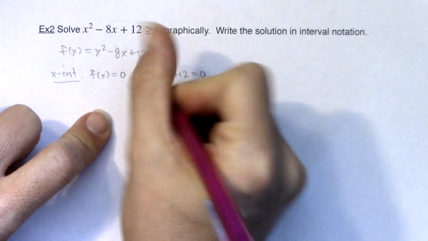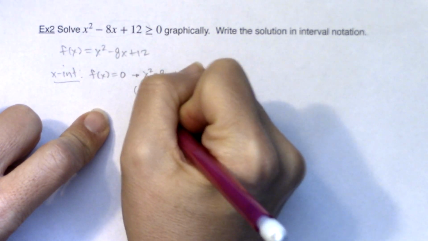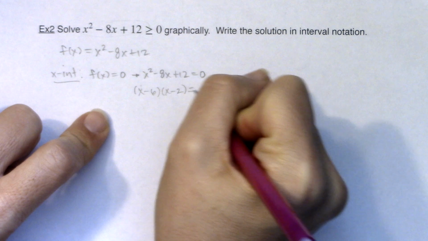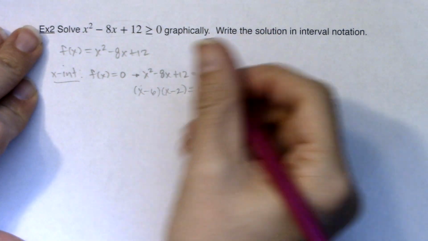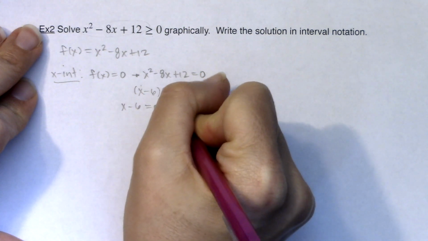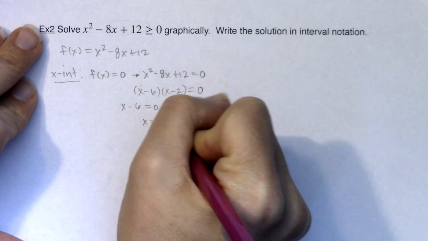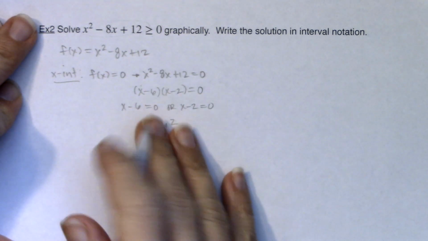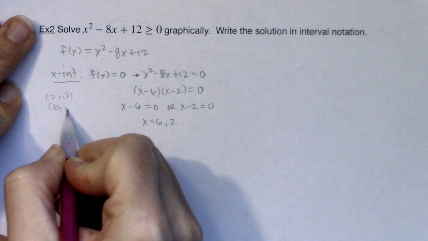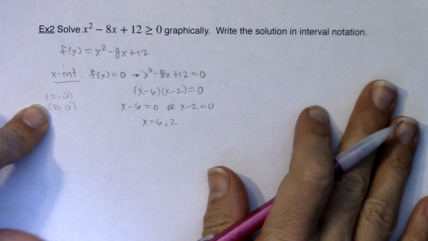But I can see this is, oops, let me erase that. That should have said x minus 6 and x minus 2. And when I combine that with the zero product property, either x minus 6 is 0 or x minus 2 is 0. So either x is 6 or 2. What that means for my x-intercepts is I'm going to have one at (2, 0) and another one at (6, 0).